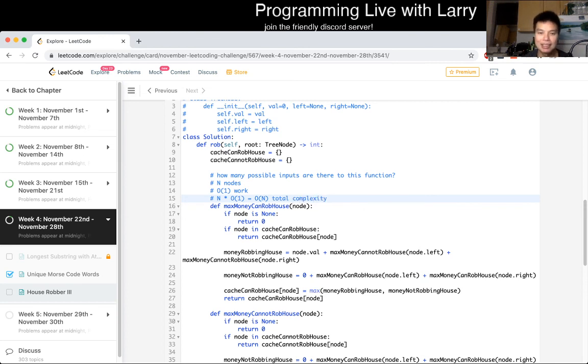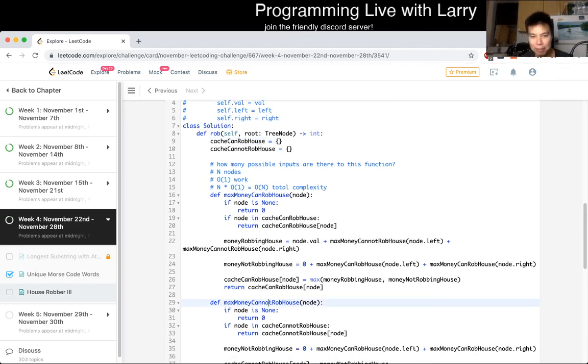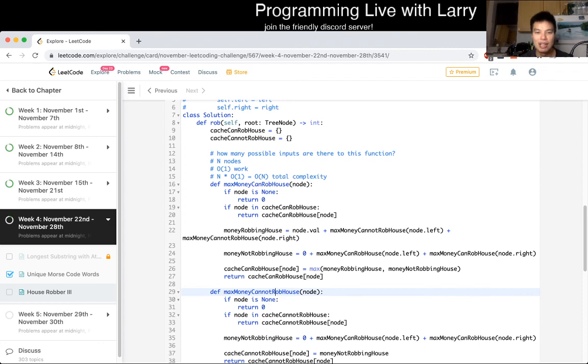In terms of space, you can also show that it is linear, because for each node, there's only one entry in the cache, right? So that's going to be linear. In the same way, you could show that this is linear as well, both time and space.